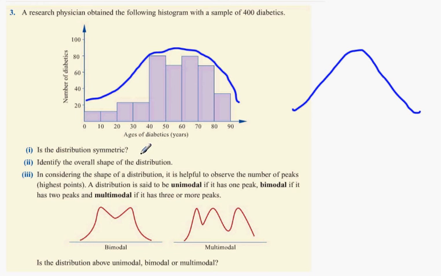Is the distribution symmetric? No. Identify the overall shape of the distribution. What do you say for that? Negatively skewed. Okay. By considering the shape of the distribution, it is helpful to observe the number of peaks. The number of peaks is basically the highest points on your graph. We can see there's 2 of them, can't we? Yeah. The 40 to 50 bracket and the 60 to 70 bracket, both tied on 80 results.